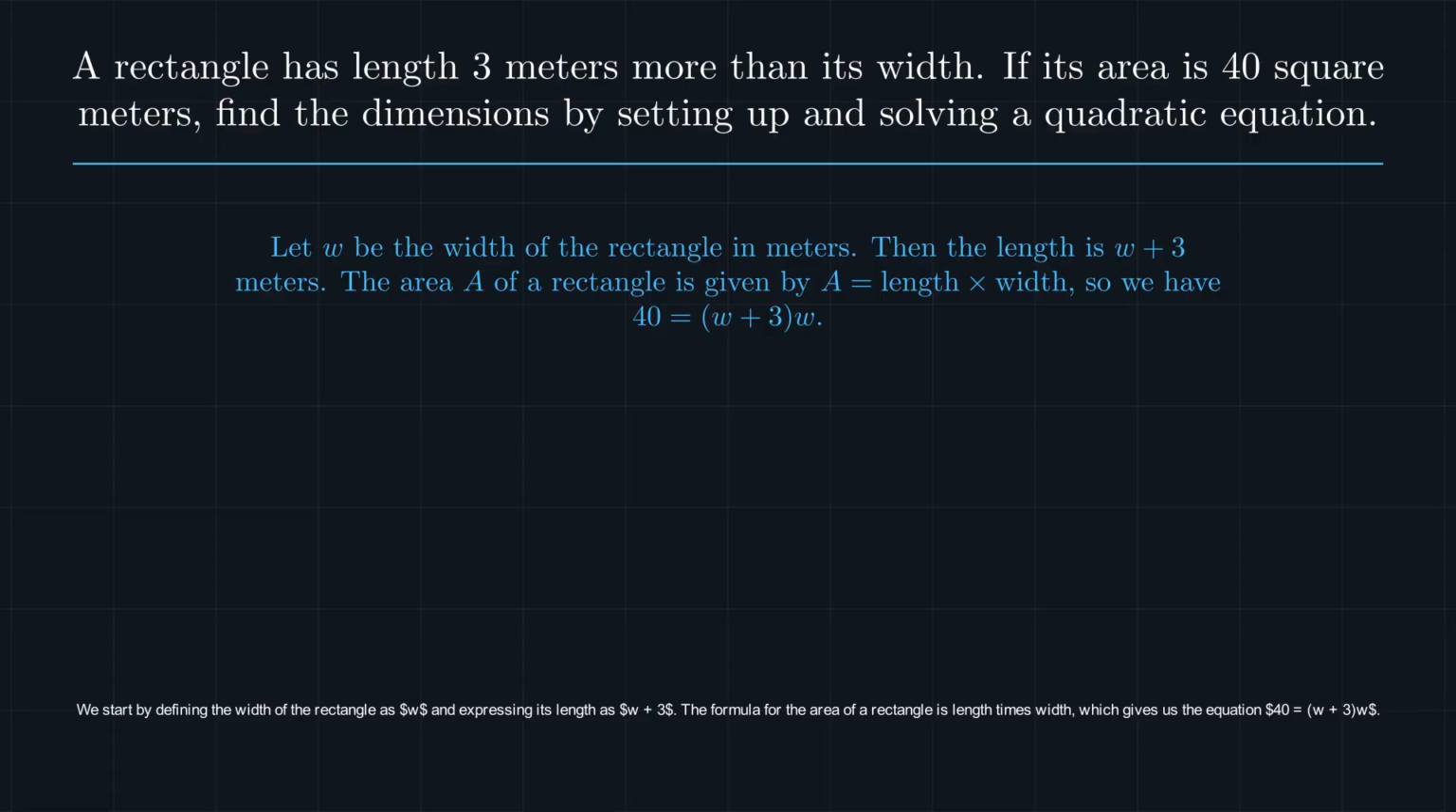We start by defining the width of the rectangle as w and expressing its length as w plus 3. The formula for the area of a rectangle is length times width, which gives us the equation 40 equals (w plus 3) w.